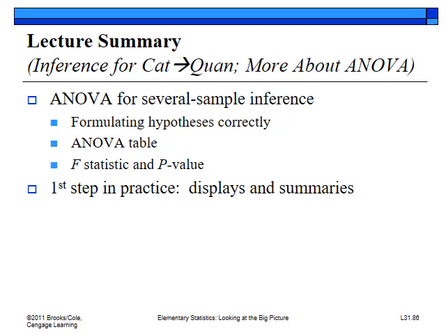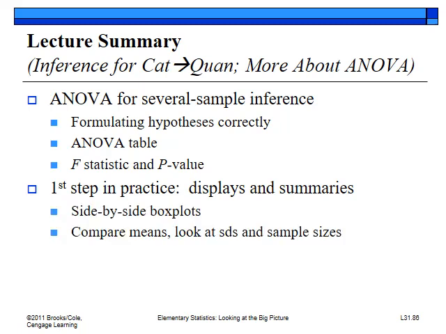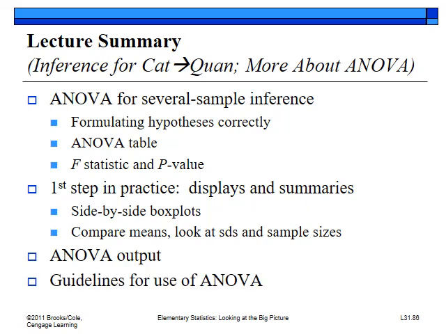We talked about that first step in doing ANOVA in practice, which is considering the displays and the summaries. The displays are side-by-side box plots, and the summaries involve looking at the means, SDs, and sample sizes. We talked about how to read ANOVA output, and we talked about the guidelines that must be met in order to use ANOVA.